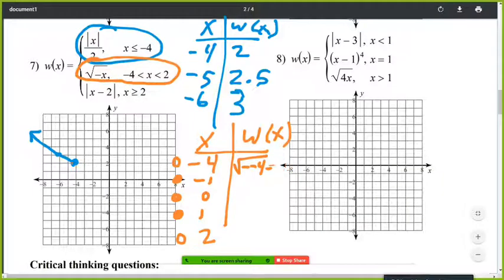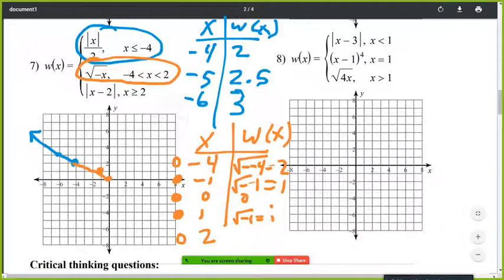Okay, and then we plug in -1. So it's the square root of -(-1), which is the square root of 1, which is 1. So now we have the point (-1, 1). So what I mean is we're now just going to continue this graph from that point on. Alright, then if we plug in 0, we get the square root of 0, which is 0. So there's another point there. And then if we plug in 1, well, we get the square root of -1, which is i, and that's not a real number. So there's nowhere to plot that on our graph.